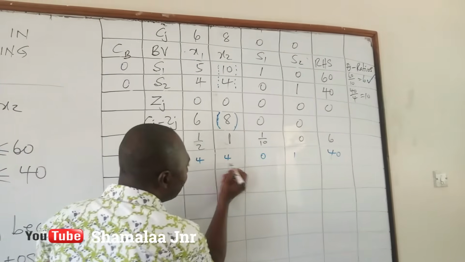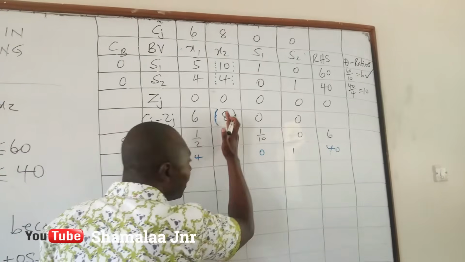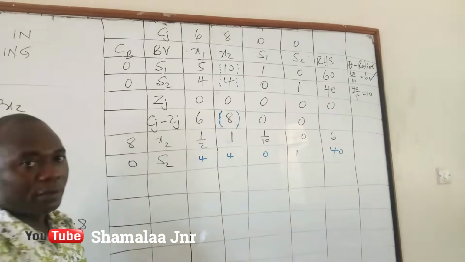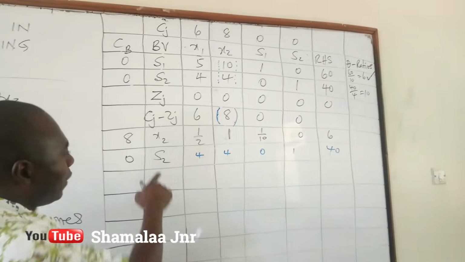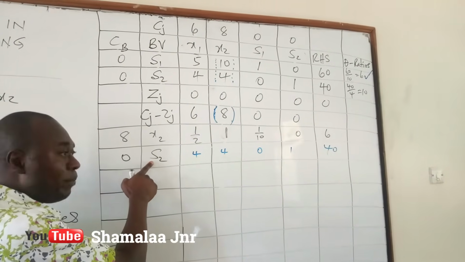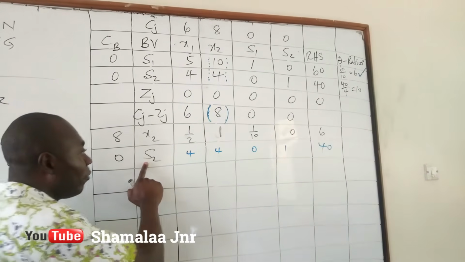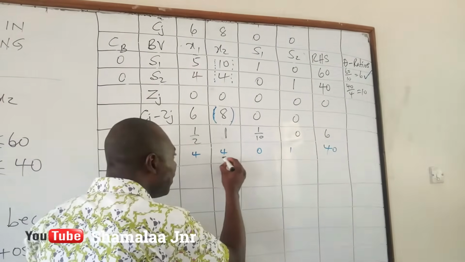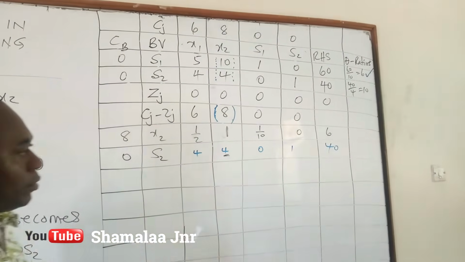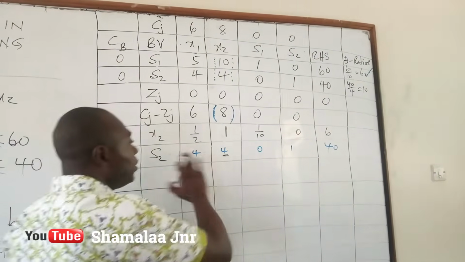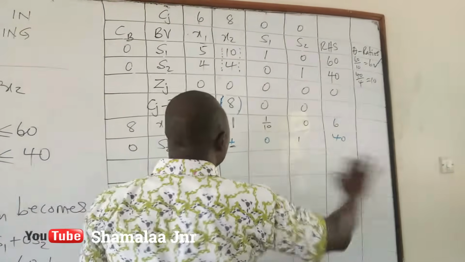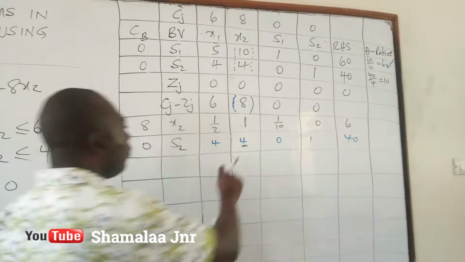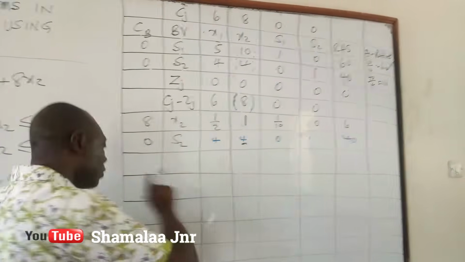any number here, which is in the same column with the 1 here, should be 0. Or, look at it. S2 is a basic variable. A basic variable versus another basic variable should be 0. So it means that this number 4 should be 0. If it is already 0, then you can just repeat all the numbers. You can just leave the numbers as they are. But this is 4.